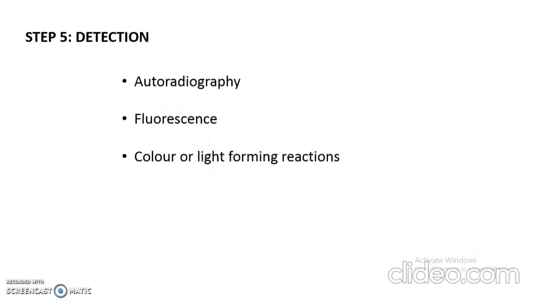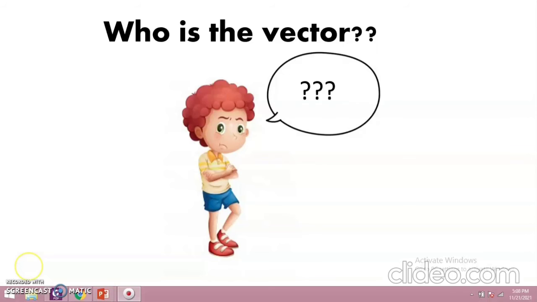The next step is the detection step. The detection of the bound probe is carried out. The localization of the double-stranded DNA hybrid formed in the previous step is found. The probe is detected by autoradiography, fluorescence, or color change, depending upon the label used in the probe.